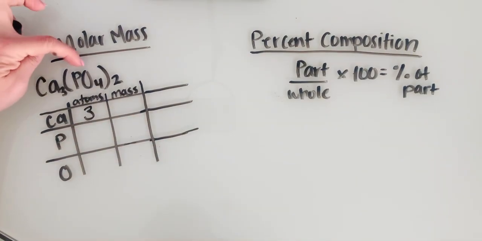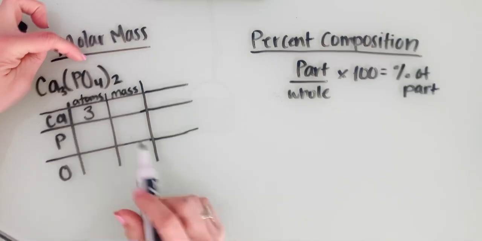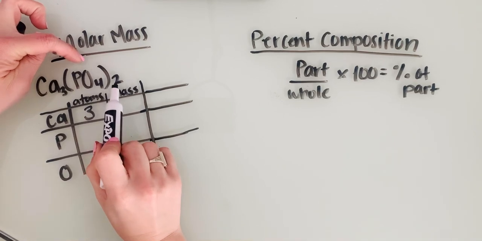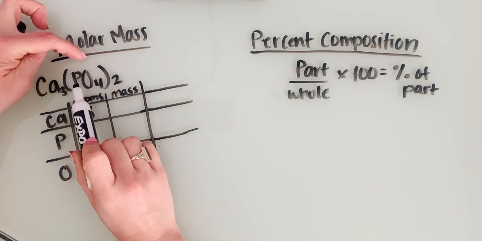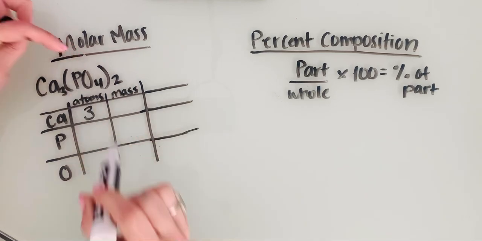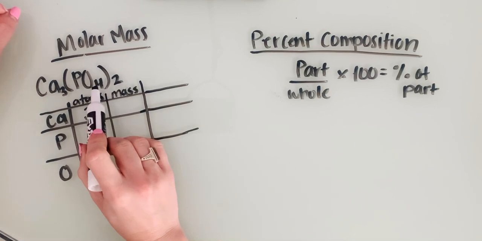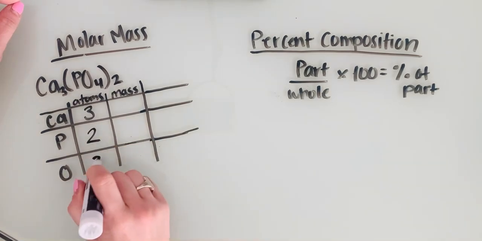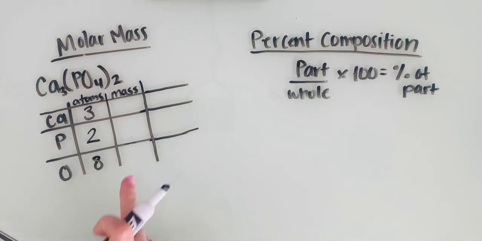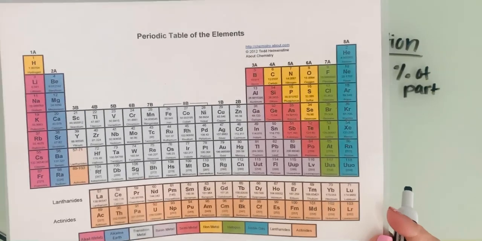So now, I did one with parentheses just to be wary of the fact that some of you are still struggling to distribute. But remember, this 2 belongs to everybody inside of the parentheses, right? So just like balancing. So this 2, we multiply it to phosphorus. There are 2 phosphorus atoms. 2 times 4 oxygen, there are 8 oxygen atoms. So now we need to go look at how much each of these calcium, each of these phosphorus, and each of these oxygen weighs. And that is where we look at our beautiful periodic table.